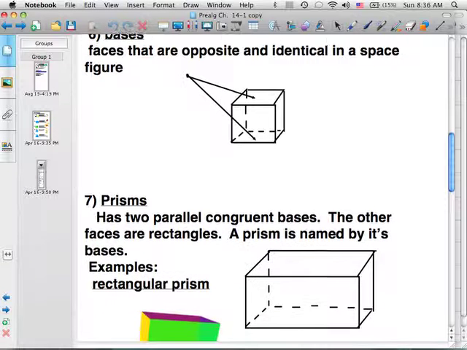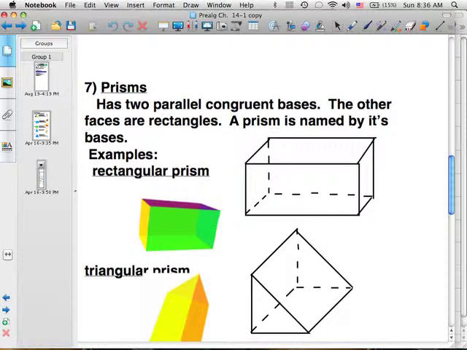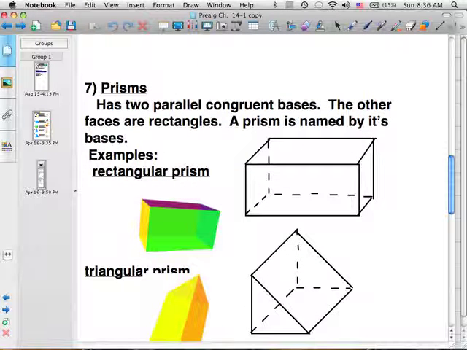A prism has 2 parallel congruent bases. The other faces are rectangles. A prism is always named by its bases. This is a rectangular prism. It has 2 parallel congruent bases, and all the other faces around the side are all rectangles.